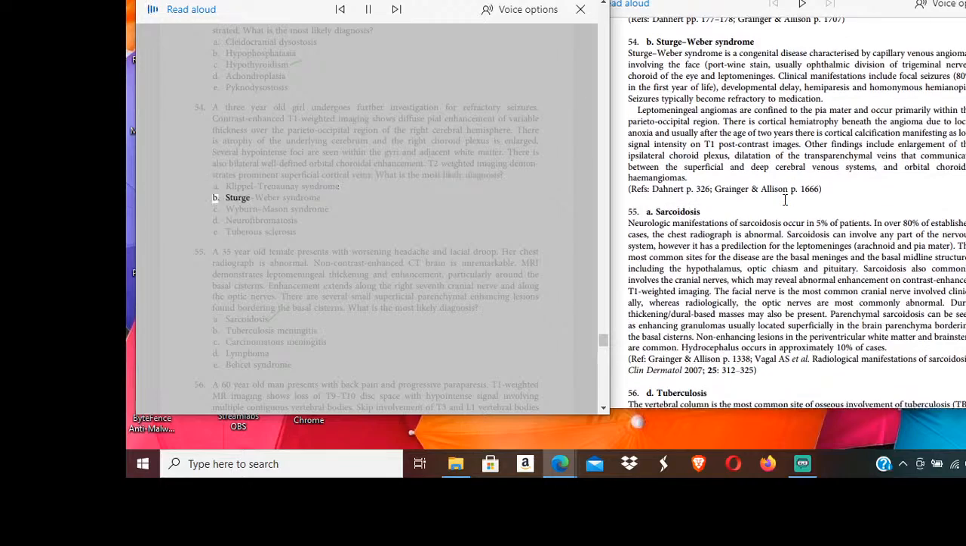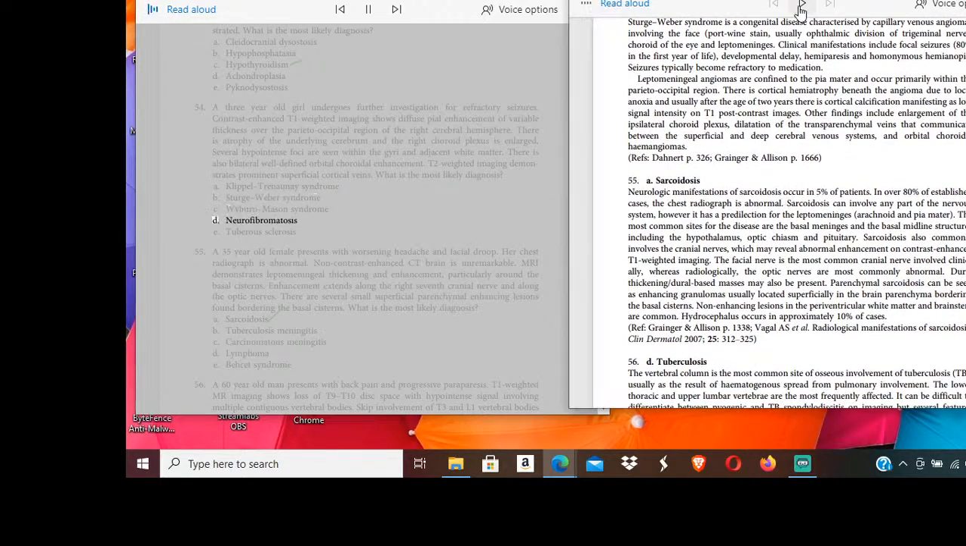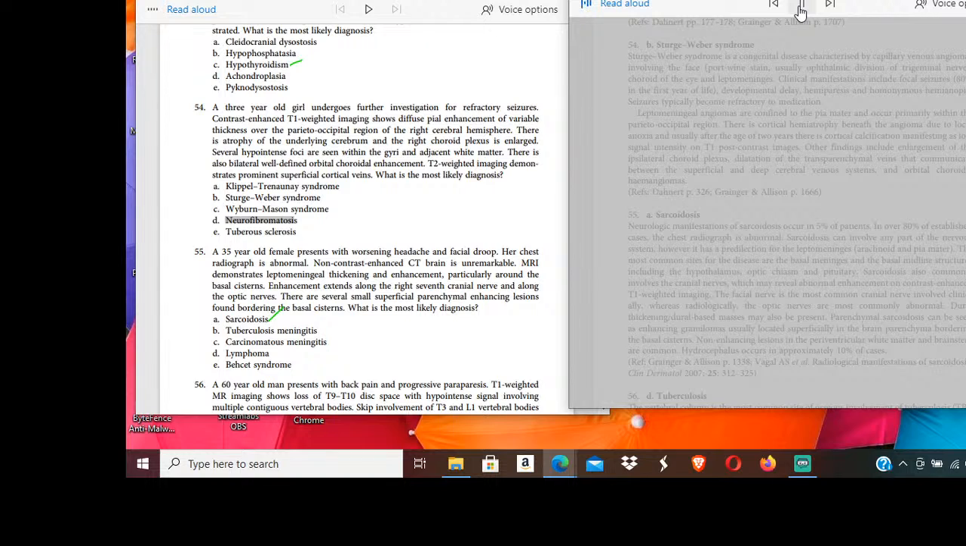A. Klippel-Trenaunay syndrome. B. Sturge-Weber syndrome. C. Wyburn-Mason syndrome. D. Neurofibromatosis. Refs. Dähnert, pages 177-178. Grainger and Allison, page 1707. 54. B. Sturge-Weber syndrome.